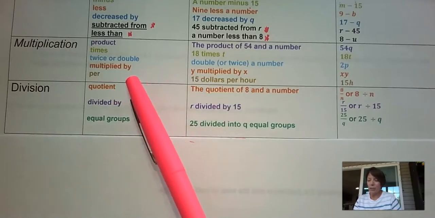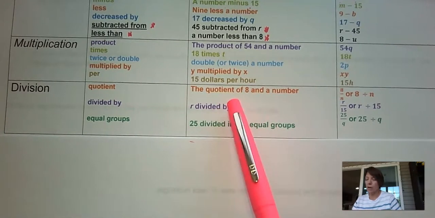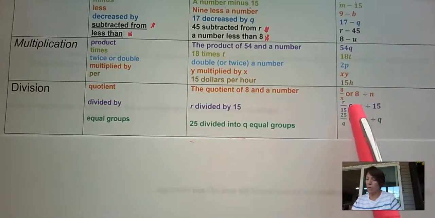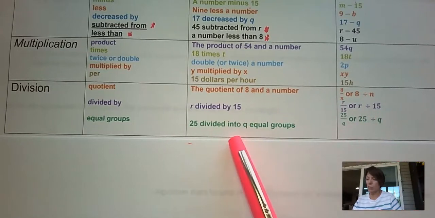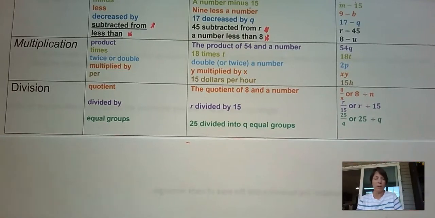All right, divided by words: quotient, divided by, equal groups. The quotient of 8 and a number, with this we just know that 8 comes first because that's the order that it's written in. So 8 divided by n, and remember the fraction bar is a division problem. Or r divided by 15. 25 divided into q equal groups, 25 divided by q. All right, you're going to go ahead and take your first quiz in this lesson just to make sure that you get this and know what we're doing before we move on to applying this to some problem solving situations.